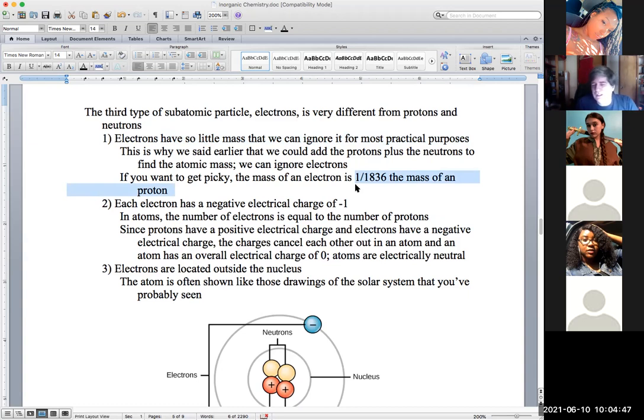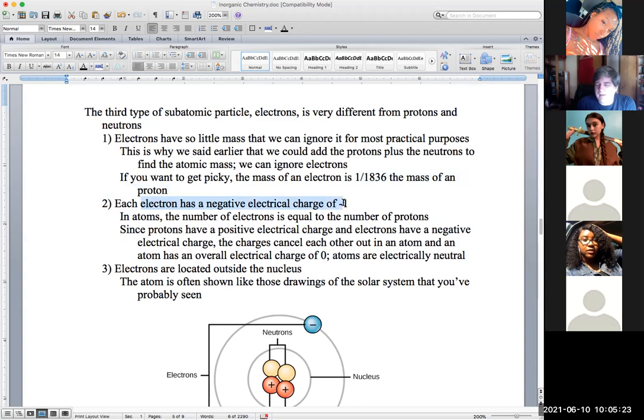So if you were an atom and you weighed 1,837 pounds, 1,836 of those pounds would be your proton, and 1 pound would be the electron. So if we were looking at hydrogen, does that really matter? Hydrogen has 1 proton and 1 electron. So technically we're missing a little bit if we don't count electrons, but we're missing so little it doesn't really matter.